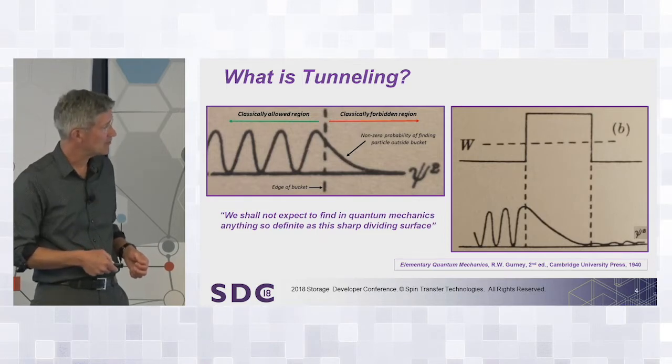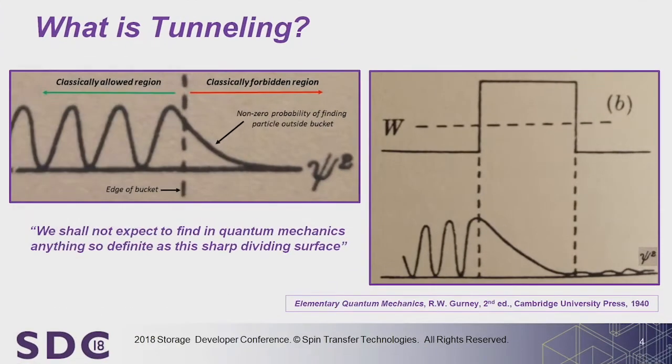So what would happen if we had a barrier here? And then here's the total energy of the particle. And then this is the potential energy diagram of what the particle has to endure. So you can see here, if the width of that barrier is sufficiently small, there's a probability that it will find itself on the other side.